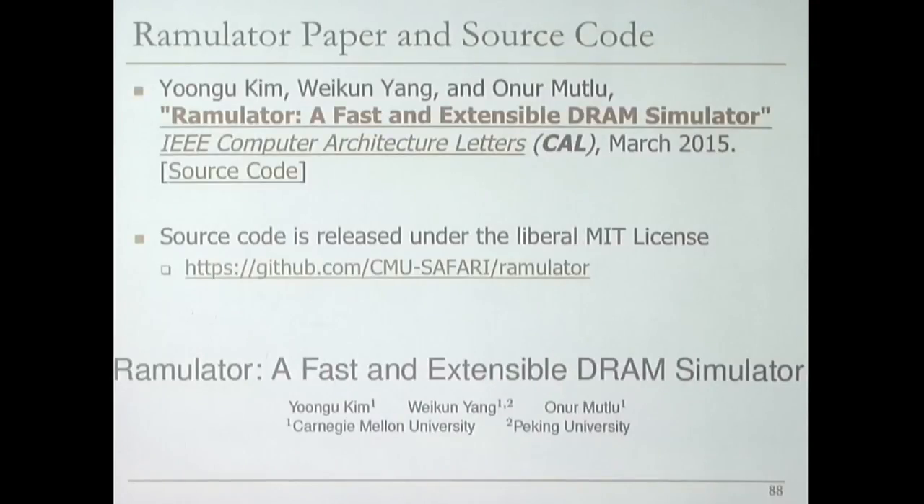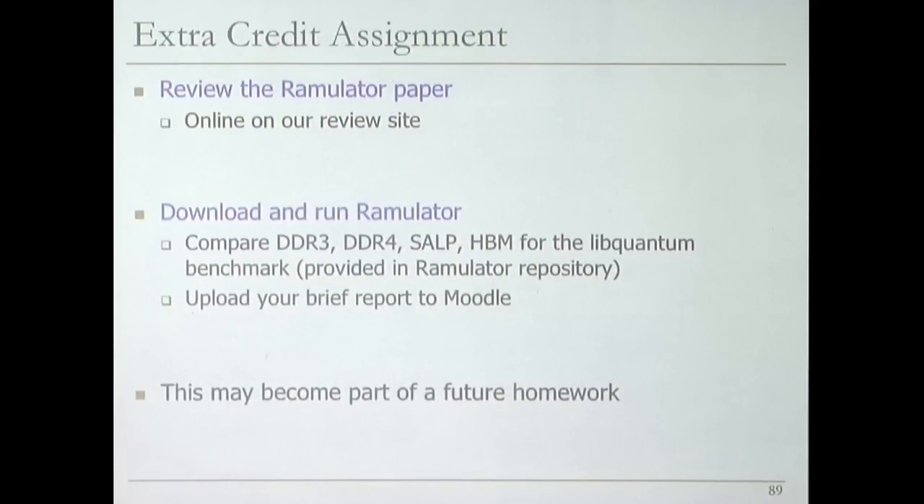And you can read the paper. You can actually download it. This is actually being used a lot in industry and academia, and we need to update it more. But this is the extra credit assignment. You can review the paper. It's only 4 pages. And you can download it and run and see for yourself, basically. Compare the performance for whatever benchmark. I picked libquantum over here, but you can find other benchmarks as well. And you can upload your report to Moodle.